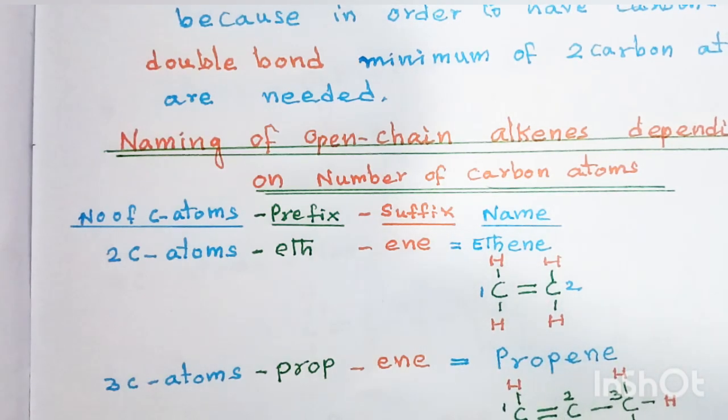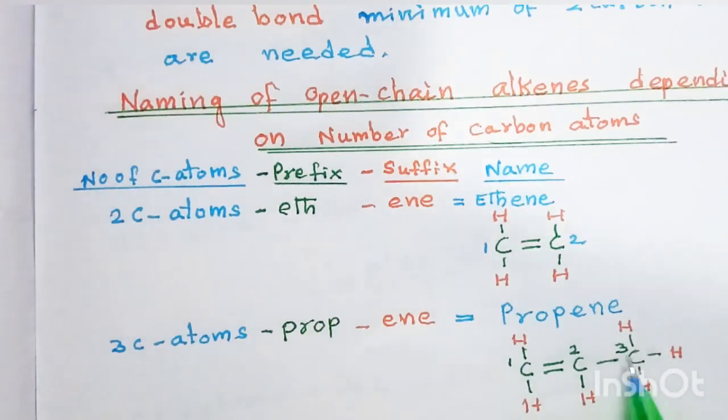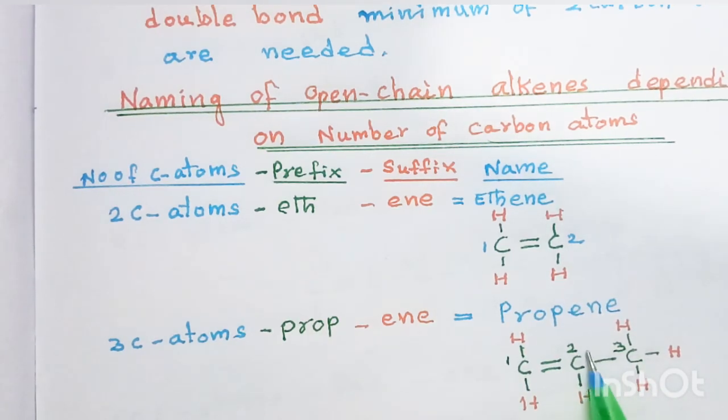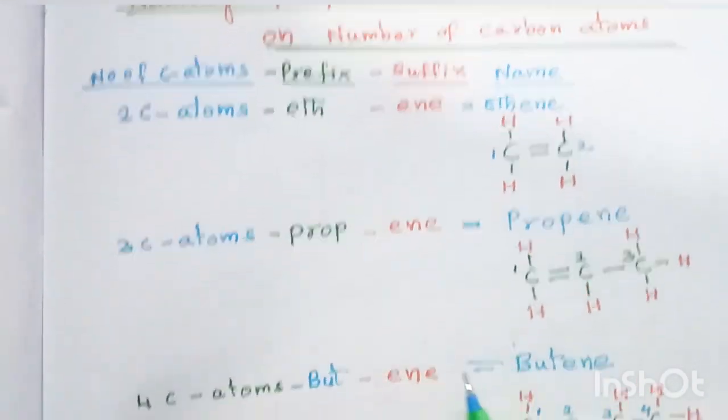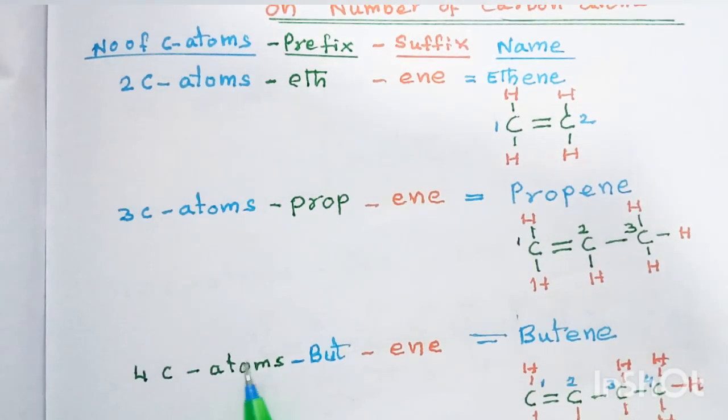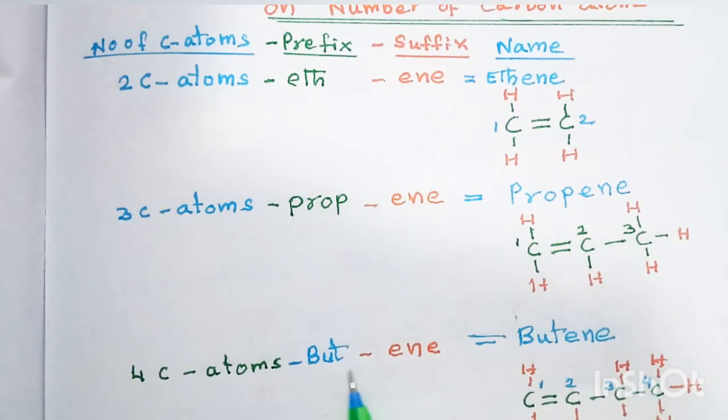The second carbon has 1 double bond and 1 single bond with another carbon atom, so it needs 1 more bond because it needs 4 bonds. So 1 more bond is formed by hydrogen. The third carbon has 1 single bond with a carbon atom, so it needs 3 more bonds. So it forms 3 bonds with 3 hydrogen atoms. So this is the structure of propene: CH2 double bond CH CH3. This is propene. So if the alkene contains 4 carbon atoms, it is called butene.